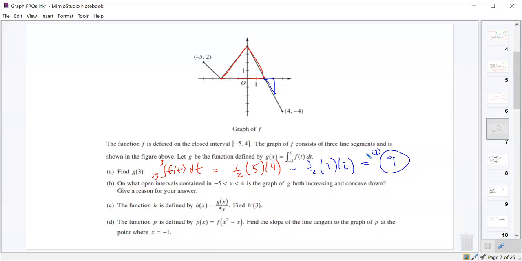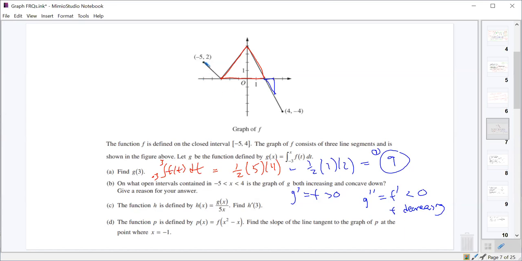All right, part B is similar to what we had in the last one. We want to know when is G increasing and concave down. So G will be increasing if G prime, which is F, is positive, and it'll be concave down if G double prime, which is F prime, is negative. So we want F to be positive, but F prime to be negative. If the derivative of F is negative, that means that F should be decreasing.